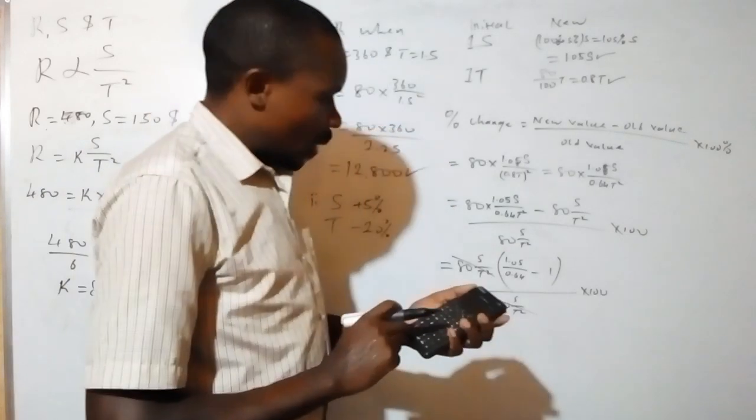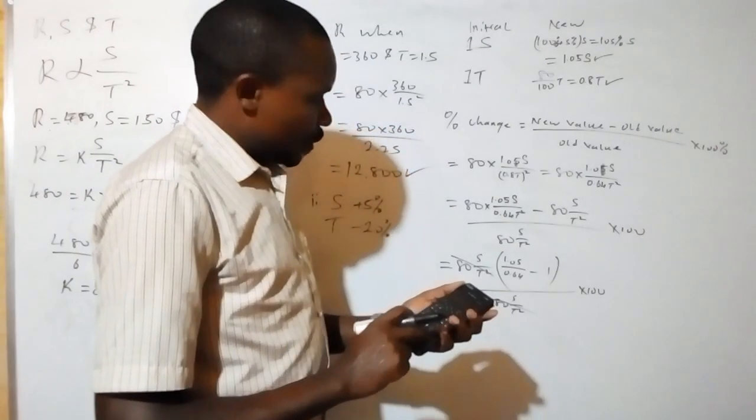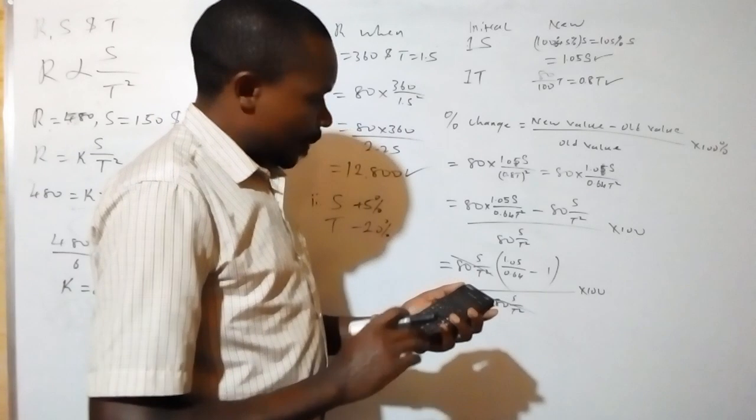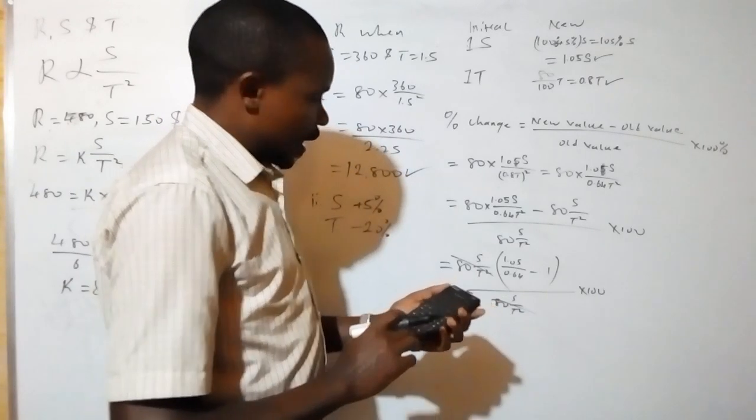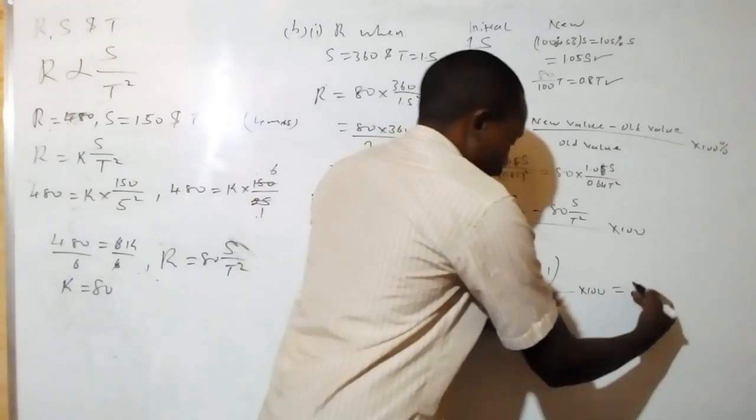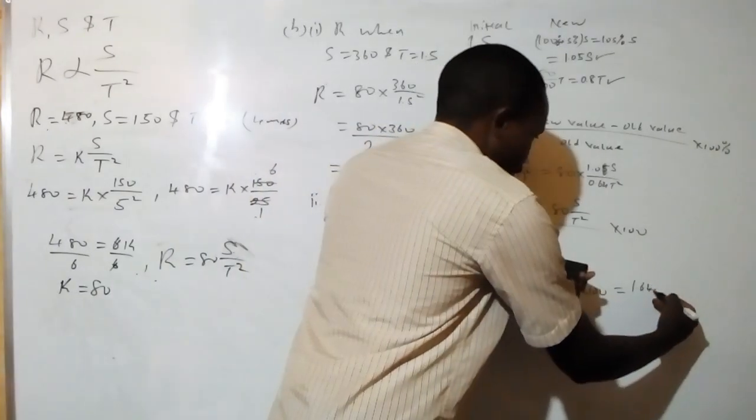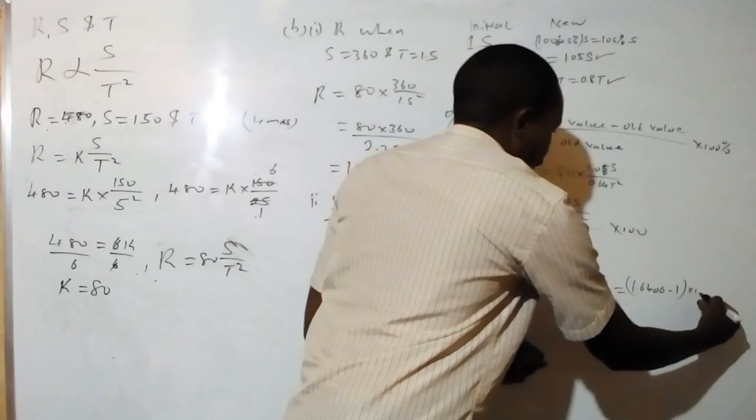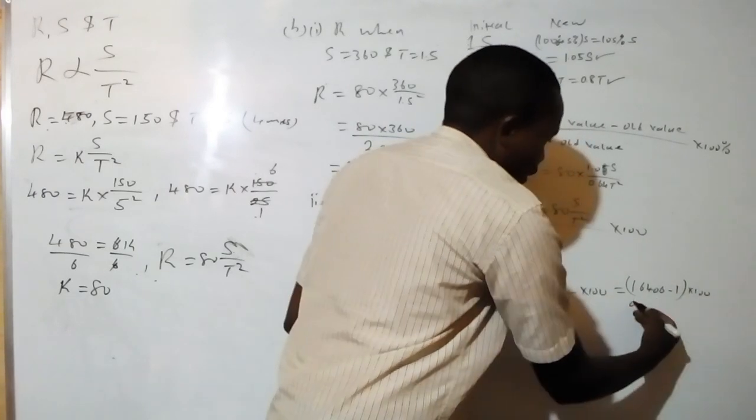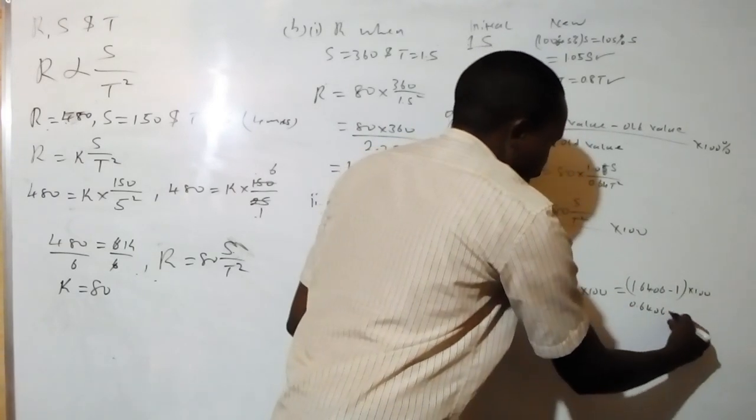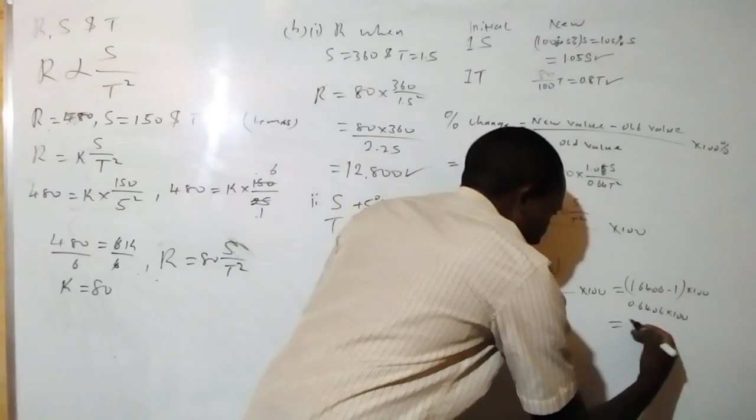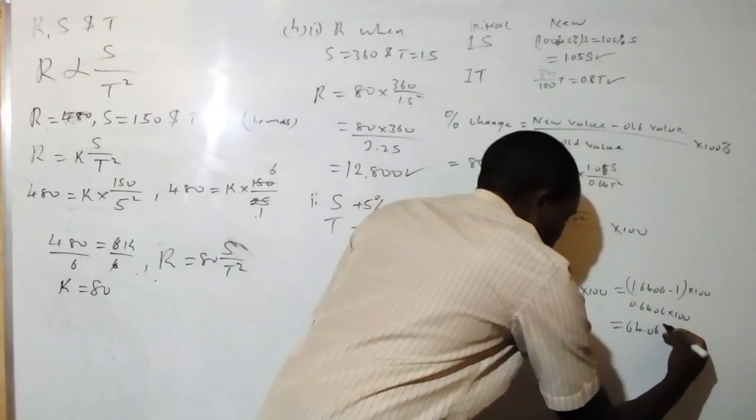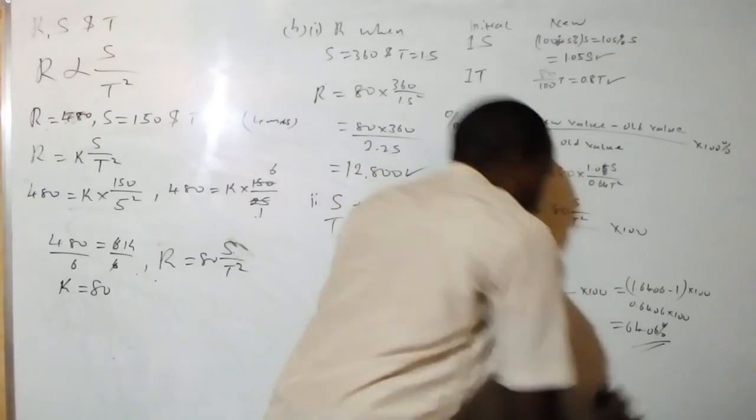1.05. You divide by 0.64. I'm getting 1.6406 minus 1, then times 100, and this will be 0.6406 times 100. The correct answer is 64.06%. Yeah, that's how you are supposed to do that question.